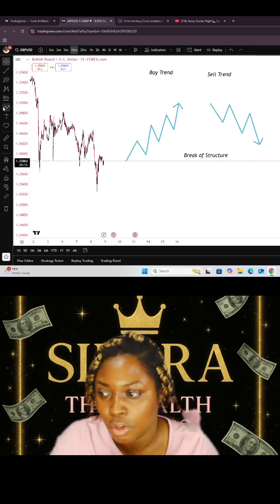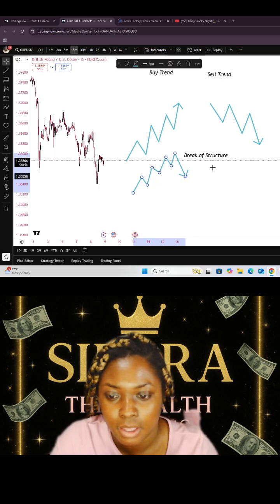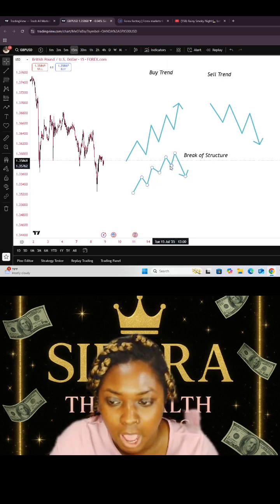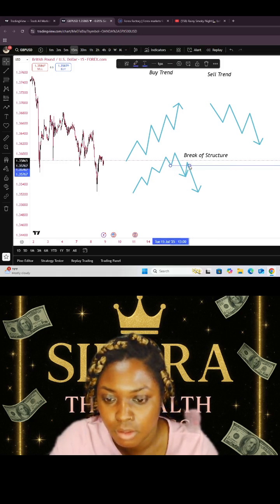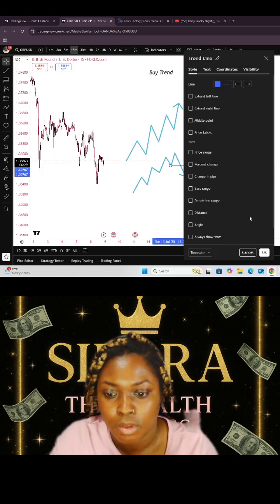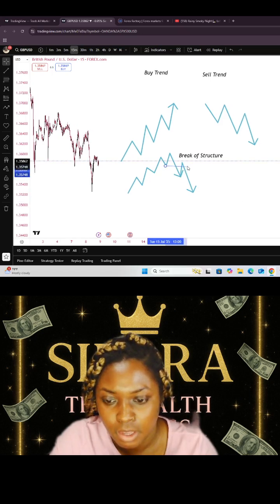All right? So in an uptrend, in order to have a break of structure, this is our uptrend. Price has to break this last lower high, come back and retest it and reject it in order to start a new trend. Okay? This is a break of structure.